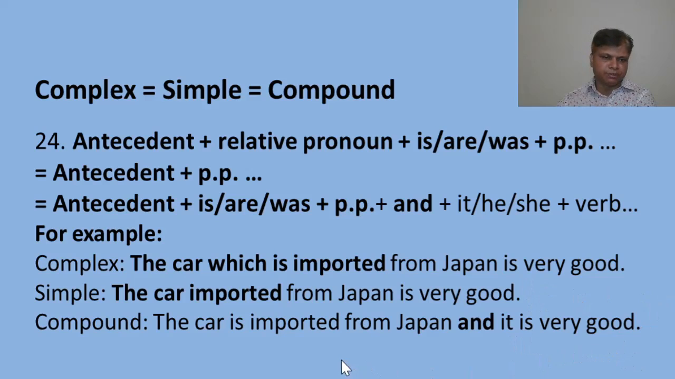So look at the example. Complex: The car which is imported from Japan is very good. Simple: The car imported from Japan is very good. Compound: The car is imported from Japan and it is very good.